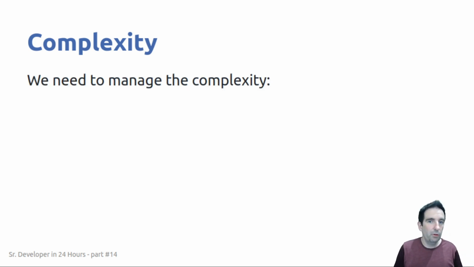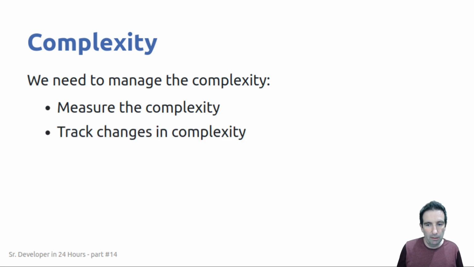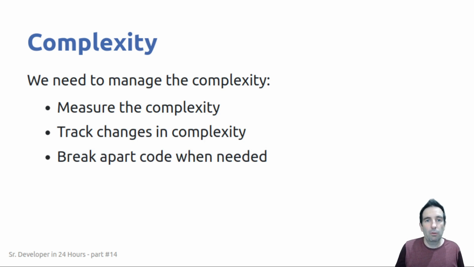All right, so what does this mean? We're going to have simple code. We're going to have a lot more complex code, depending on which part of our application we're talking about. We need to be able to manage this complexity. That is the key piece here. So we need to be able to measure the complexity. We want to be able to track changes in this complexity. And we need to have a maintainable code base so that we can break apart the code when needed. And when I say needed, I mean when the code gets too complicated.